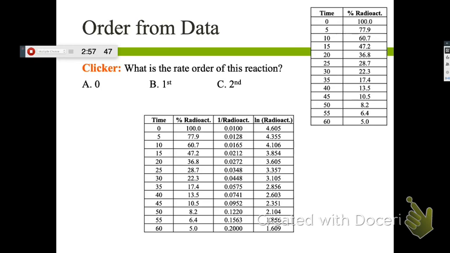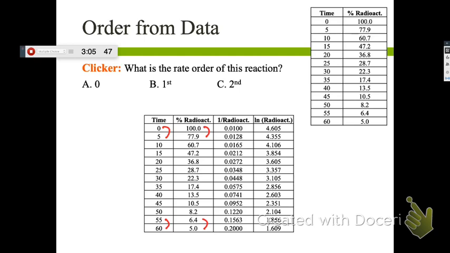I just look for the ones where the change is staying consistent. So, for example, on the first one, at percent radioactivity, from 0 to 5, it's moving around like 20, 23. So in a 5-second time change, we have about 22% decrease. And then by the last one, it's moving like 1.4. Great. So we know from that right there, it is not what order?